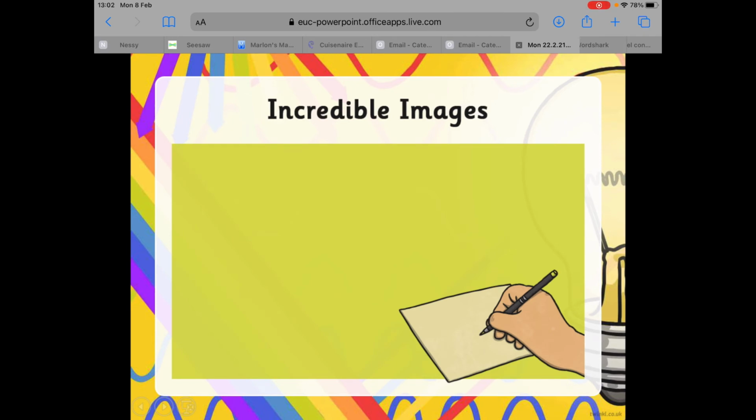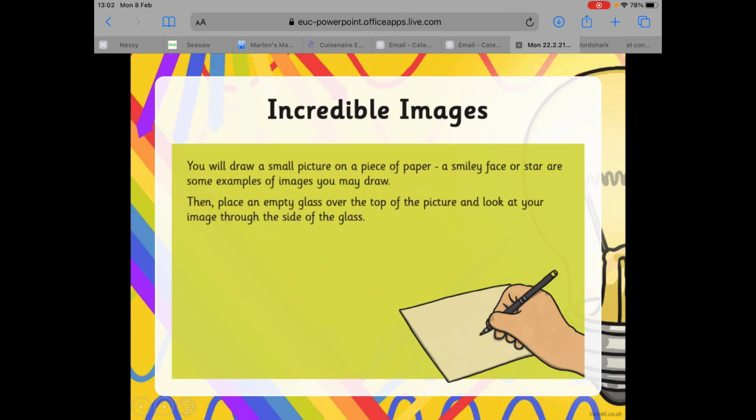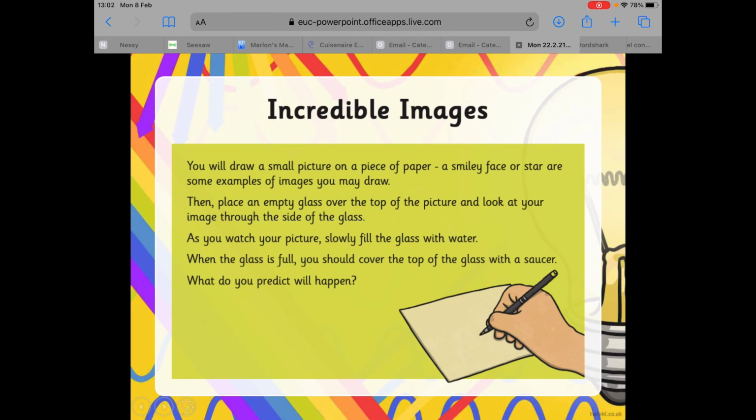Something else that you can do, hopefully these should be fun, if you get a piece of paper and draw a picture on it, it can be a smiley face or a star or anything that you fancy really, maybe a house or a flower, and then place an empty glass over the top of the picture and look at your image through the side of the glass. What happens? Now, while you're still looking at your picture, slowly fill the glass with water. When the glass is full, you should cover the top of the glass with a saucer. What do you think will happen?